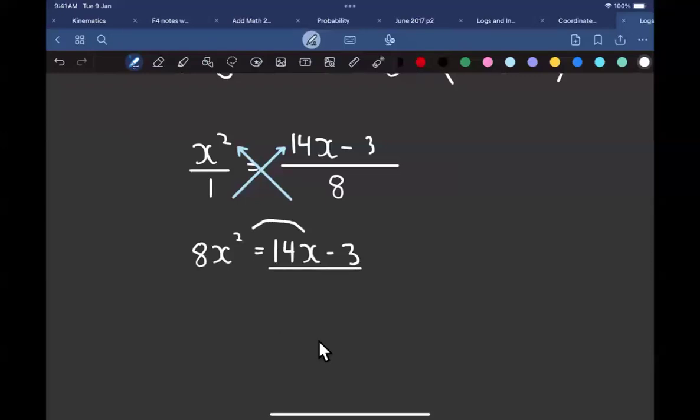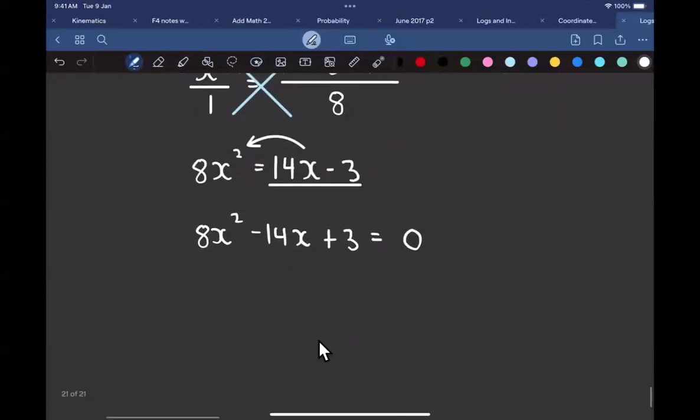I'll move it to the left side, because if you move it to the other side you'll get negative 8x squared. Then you turn the 14 into negative. So that becomes minus 14x, and I'll move the 3 across to plus 3. And that'll be equal to 0. And now we need to factorize this.